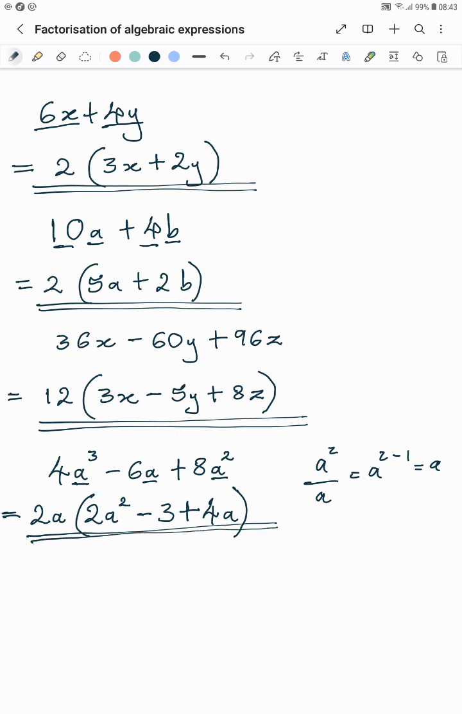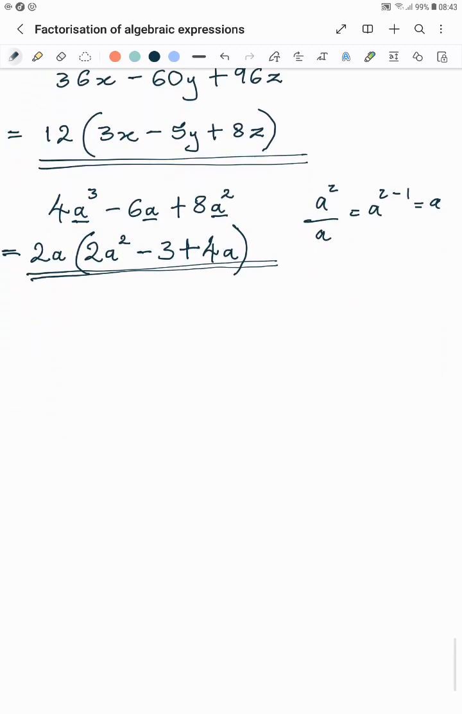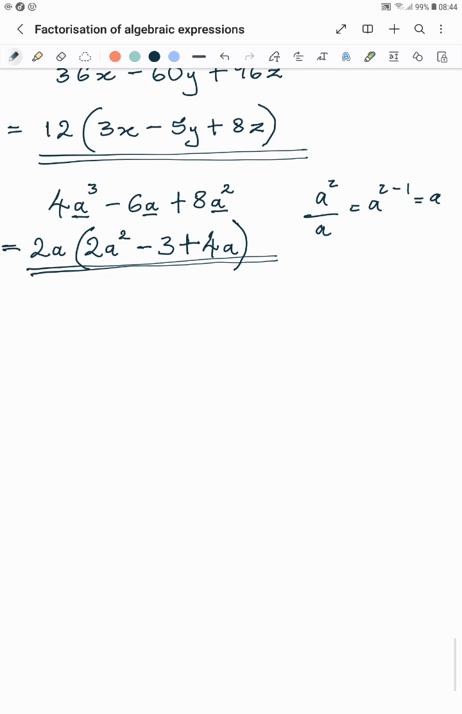Okay, let's continue and look at another expression again. Let's say we have 25x squared minus 15x to the power 3, and you are asked to factorize completely. So if you look at 25 and 15, they are sharing a factor of 5. And if you look at x squared and x to the power 3, they are sharing a factor of x squared.